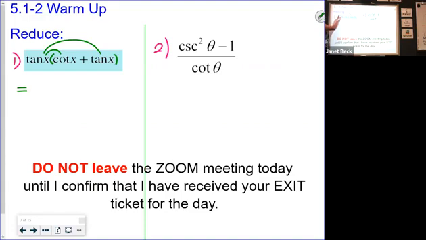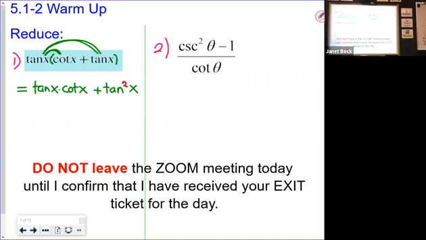So the first thing I'm going to do is I'm actually going to distribute. And sometimes you don't know what to do, so you just dive in and try something. And the more of these you've done, the easier it becomes. Tan x times tan x gives you tan squared x.